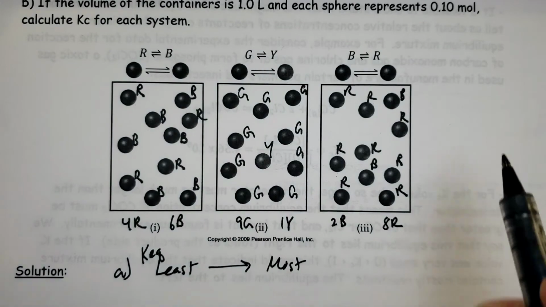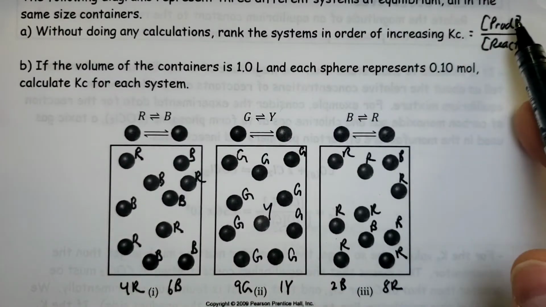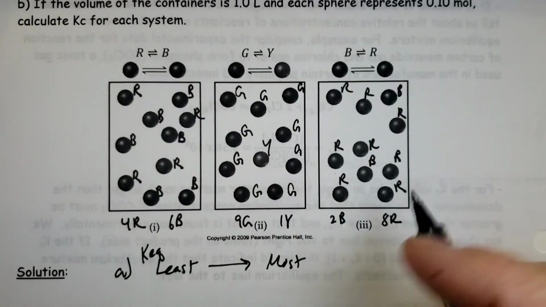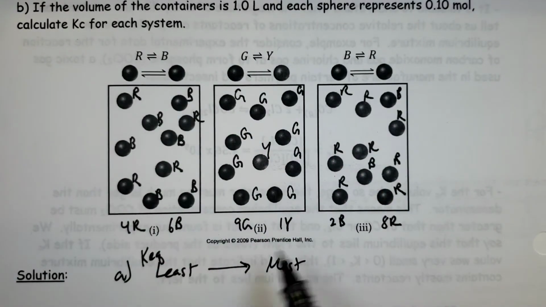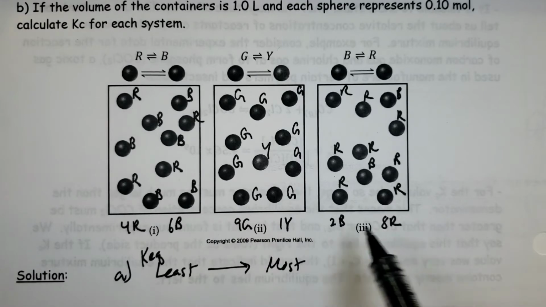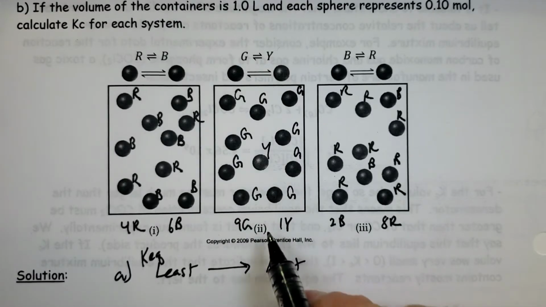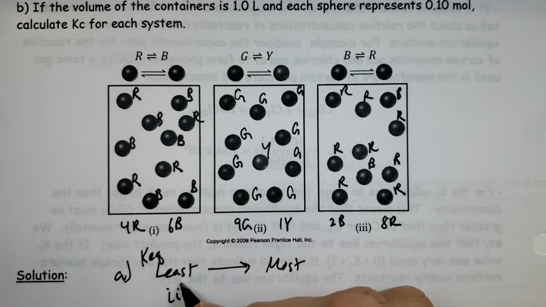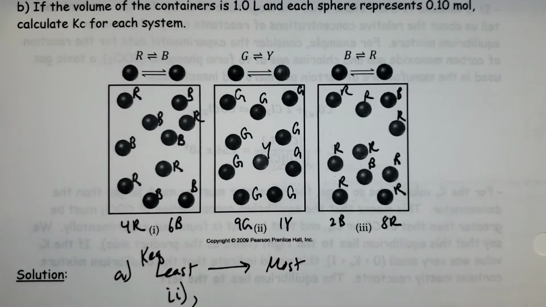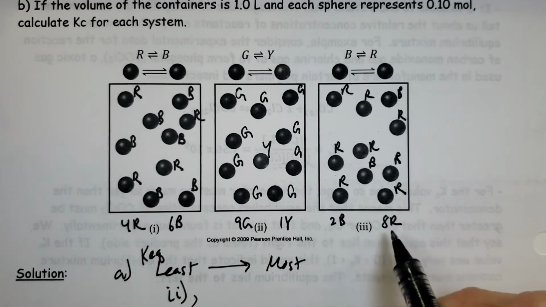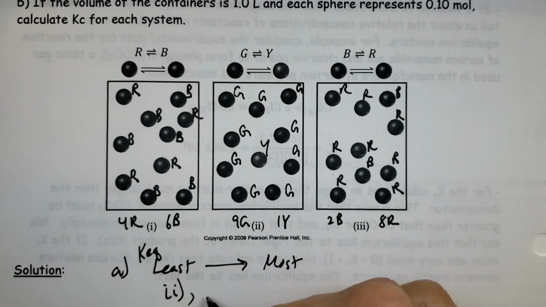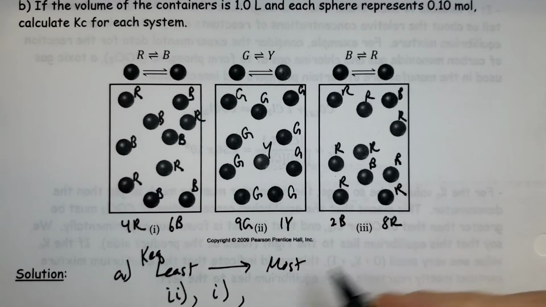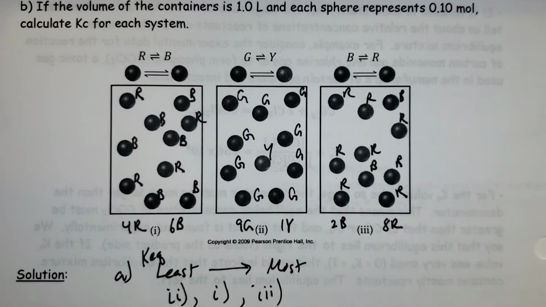The one that had the smaller number, the smaller Kc, remember we calculated by doing products over reactants, products over reactants, products over reactants: 6 over 4, 1 over 9, 8 over 2. So of course you can see that our smallest one must be this one right here, because we're going to have 1 divided by 9. If you look at the next one, 8 divided by 2 is 4. 6 divided by 4 is 1.5. So that tells us that one must be next, and then that one. All right.